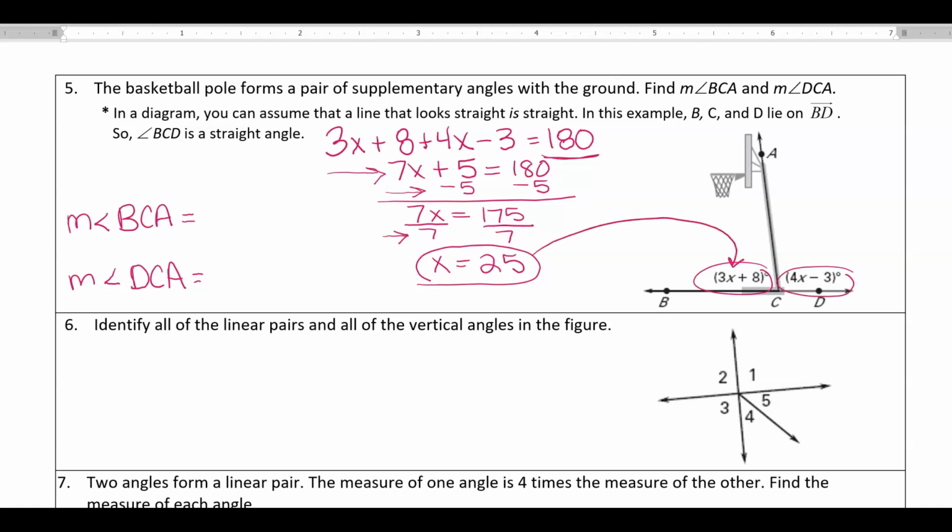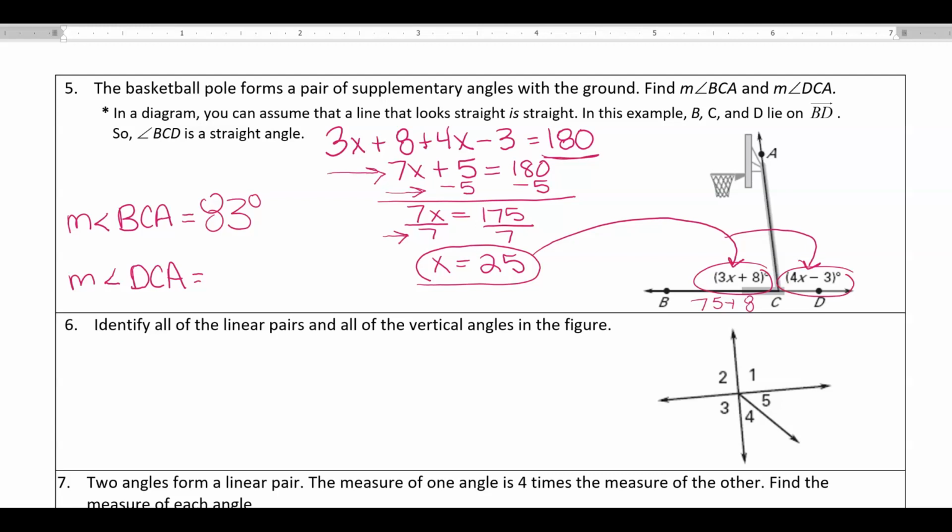25 must come over here and substitute in here for the x's. Therefore, the measure of BCA, when 25 goes in there, 3 times 25 is 75 plus 8. Hopefully you got 83 degrees for the first one.